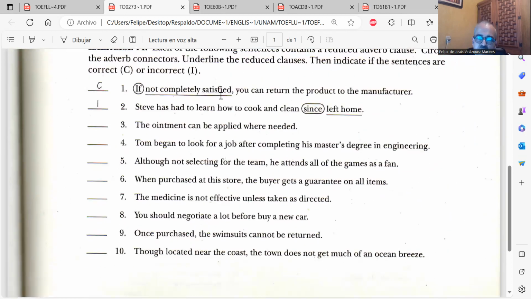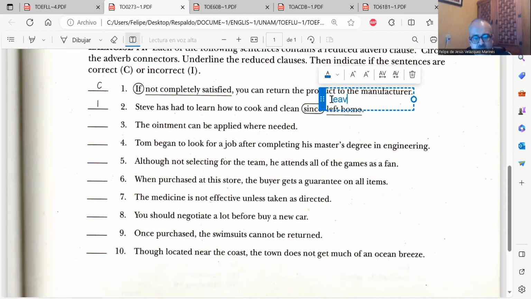If you are not completely satisfied, you can return the product to the manufacturer. Yes. If not completely satisfied, you can return. This is correct. Steve has had to learn how to cook and clean since he left home. So I eliminate he, did the action, since leaving home, no? Okay, desde que se fue de casa, since leaving home.